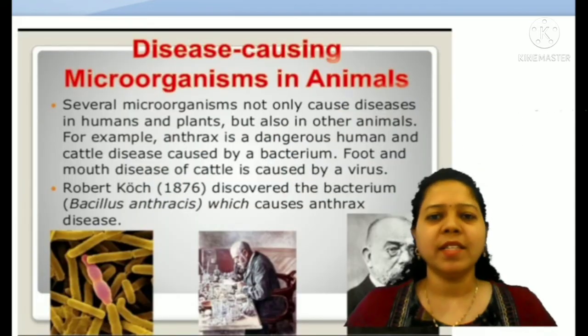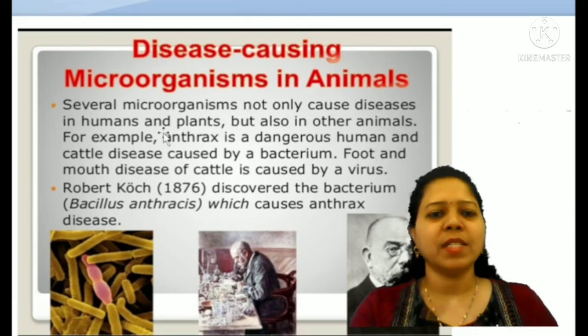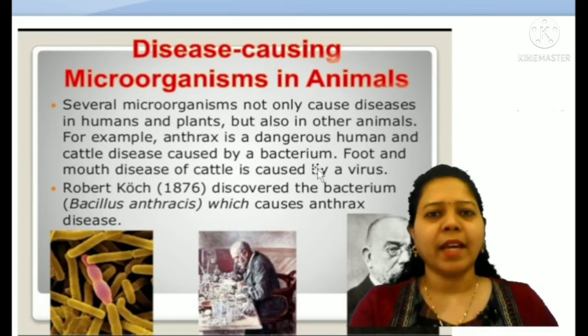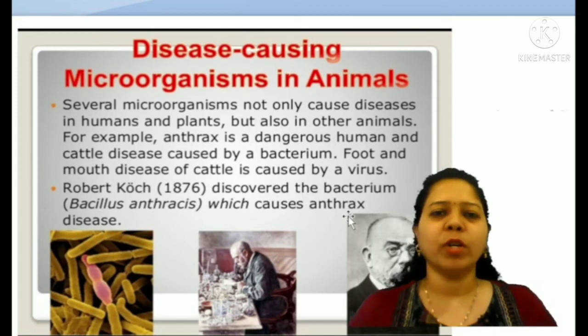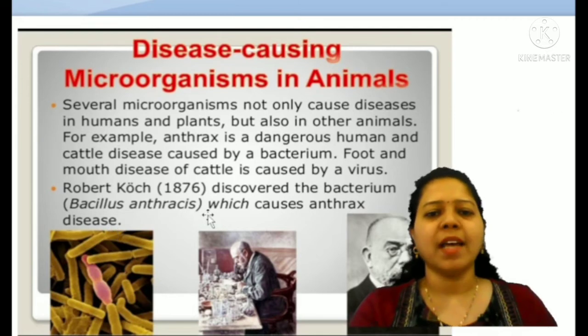Next, we are going to see the disease-causing microorganisms in animals. Several microorganisms cause diseases not only in humans and plants, but also in other animals. For example, anthrax is a dangerous human and cattle disease caused by a bacterium. Foot and mouth disease of cattle is caused by a virus. Robert Koch discovered the bacterium Bacillus anthracis, which causes anthrax disease.